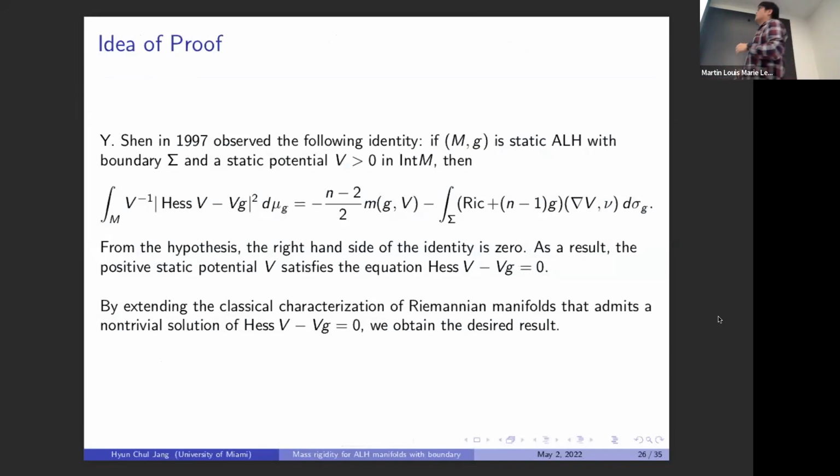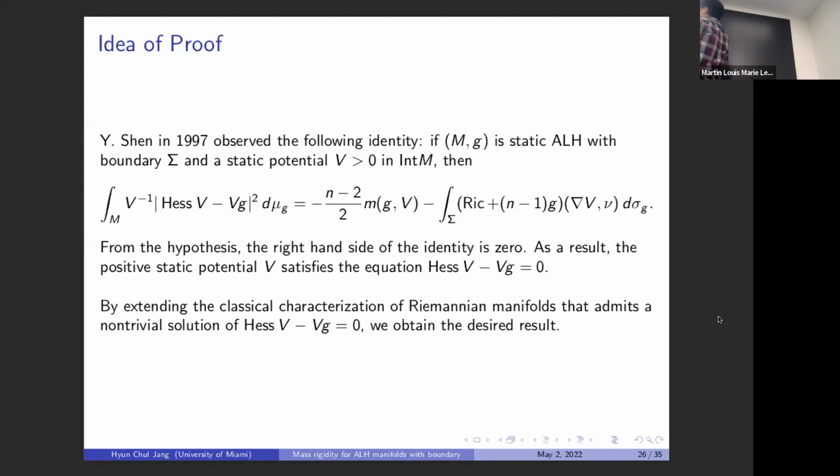Okay, so the idea of the proof is that we use this identity, discovered by Shen in 1997. When you have a static ALH manifold with boundary and static potential V, one can compute this integral with this right-hand side. So we have the mass term, and the right-hand side is some boundary integral, the second term there, okay?